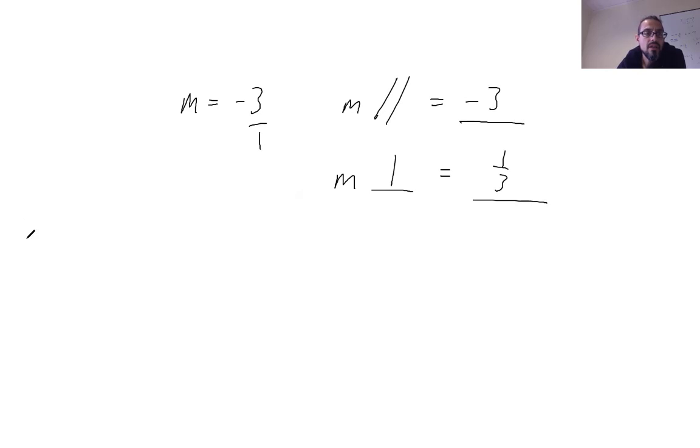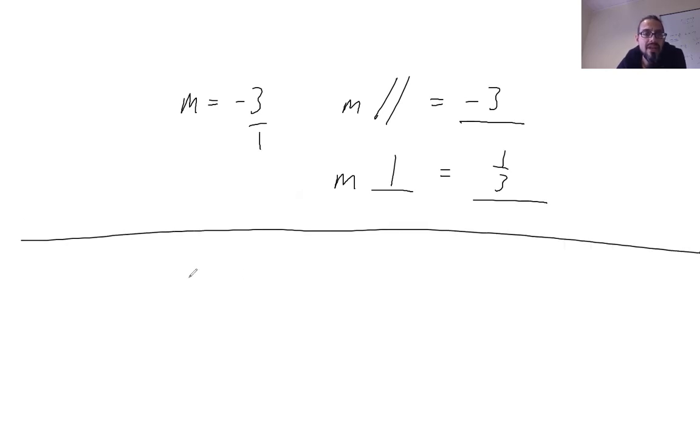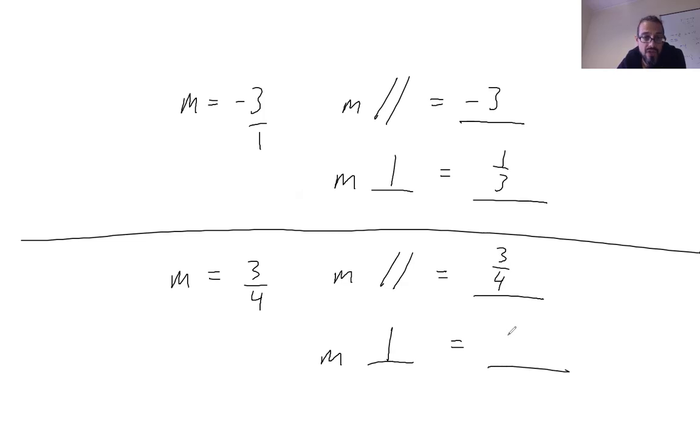Easy, okay? Let's do another one. Let's say I start with m is equal to 3/4. The slope that is parallel would be 3/4. The slope that would be perpendicular would be, change the sign, it's positive now, negative, flip it, 4/3. There it is. I can do a couple more examples for you if you like.